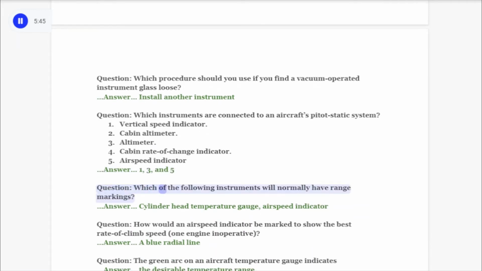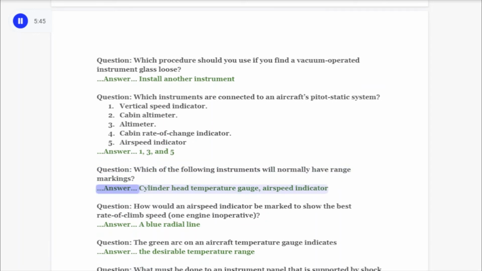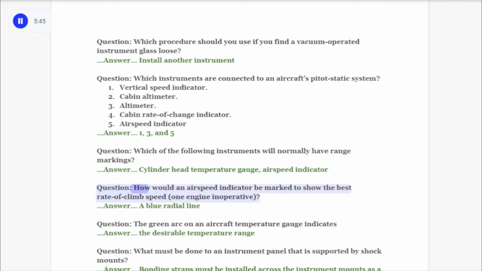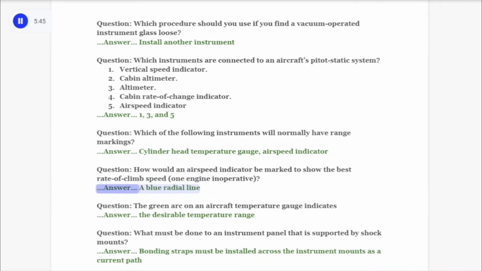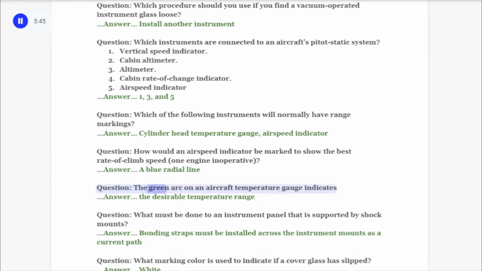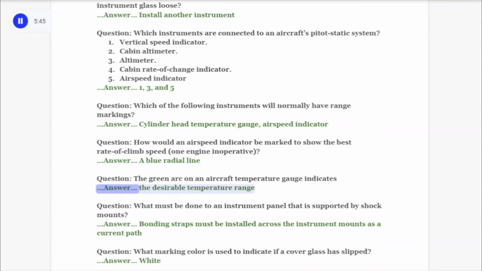Question: which of the following instruments will normally have range markings? Answer: cylinder head temperature gauge, airspeed indicator. Question: how would an airspeed indicator be marked to show the best rate of climb speed, one engine inoperative? Answer: a blue radial line. Question: the green arc on an aircraft temperature gauge indicates. Answer: the desirable temperature range.